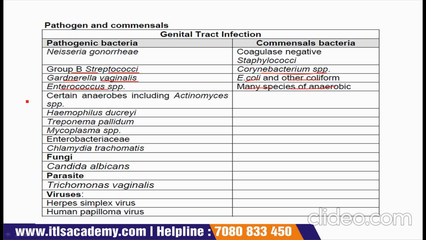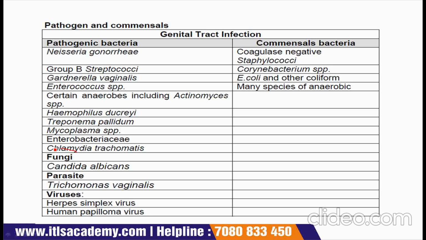Pathogenic bacteria include certain anaerobes including Actinomyces species, Haemophilus ducreyi, Treponema pallidum, Mycoplasma species and Enterobacteriaceae, and last but not least Chlamydia trachomatis. These were some pathogenic bacteria.